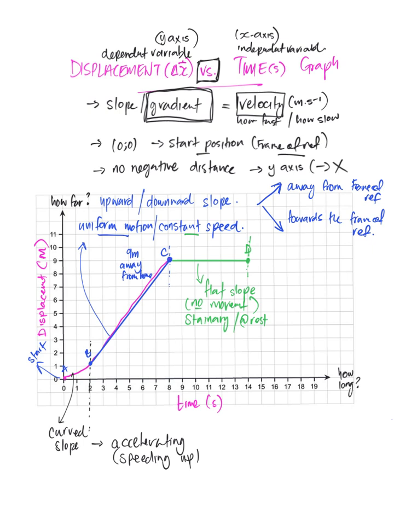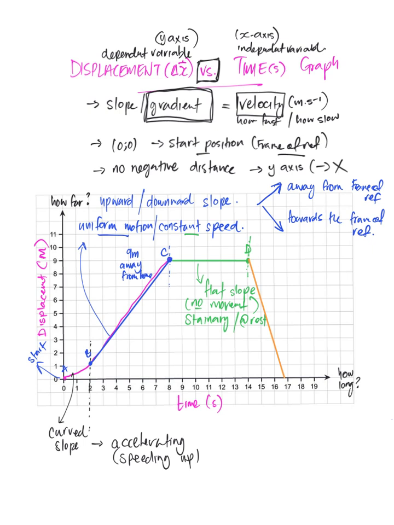Then what needs to happen? I need to go home. So let's say my mom phones me now and she says, listen, you need to be at home now. So I can't waste any time. I've got to get home as quickly as possible. So let's have a look here. I'm going to go from point D in a downward slope.